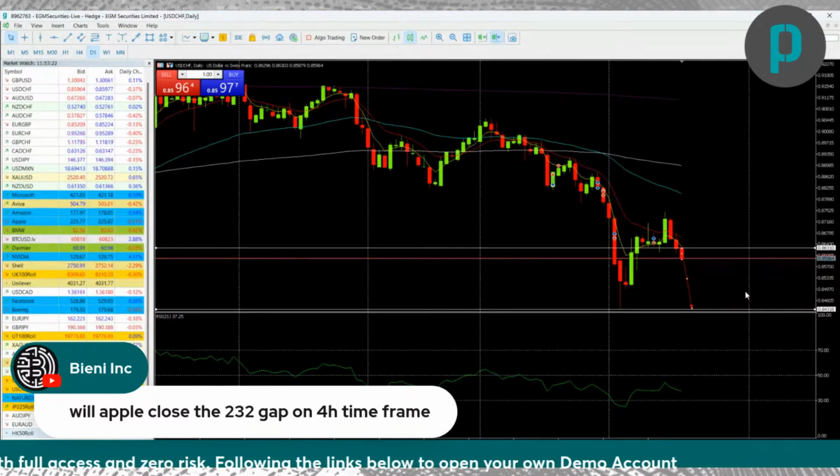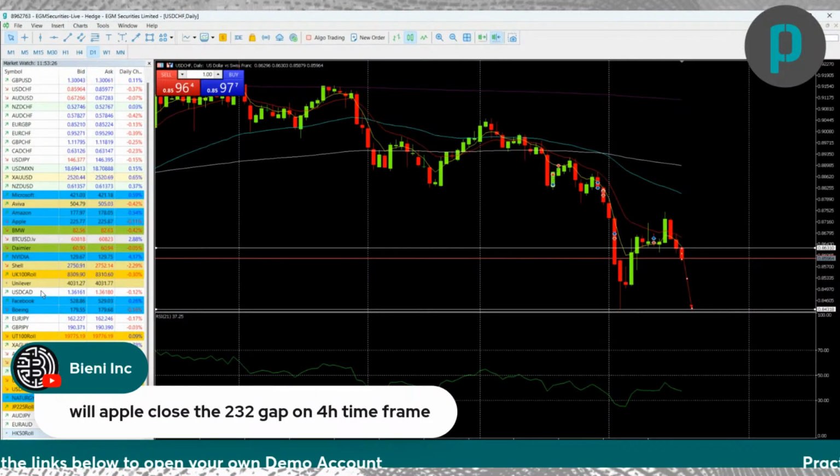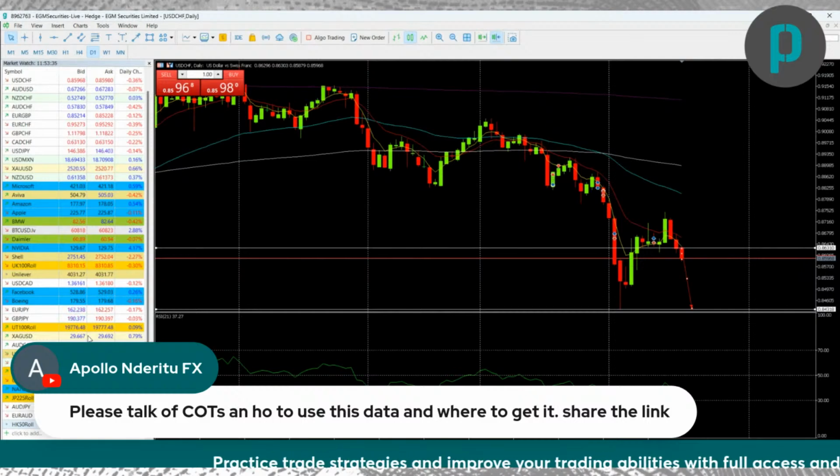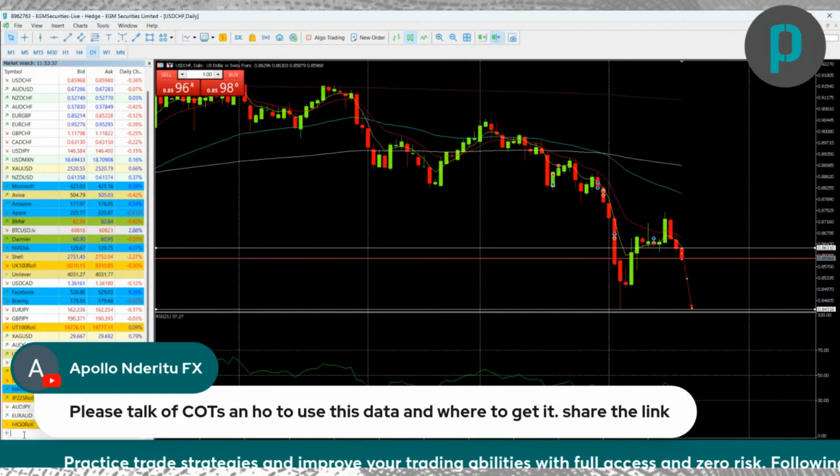BN Inc. asks, will Apple close the 232 gap on the 4-hour time frame? Let's have a look at that. Lovely. I love it when you guys have diversified. Apple.